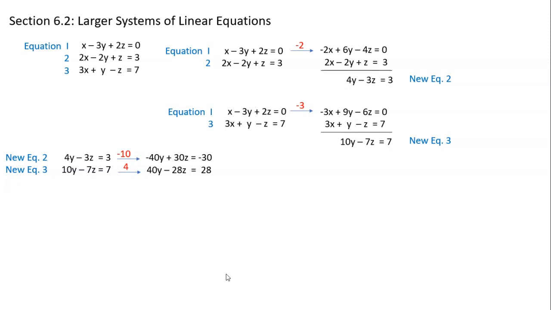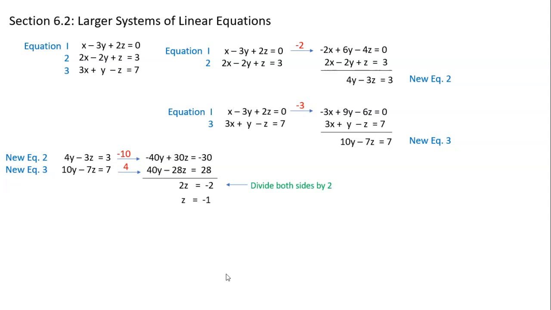This is going to allow me to get rid of my y's, because when I add these two together, -40 with +40 got eliminated, and I'm left with 2z equals -2. To solve for z, all I have to do is divide both sides by 2, and I have this value, -1. Here's where the backward substitution comes into play.